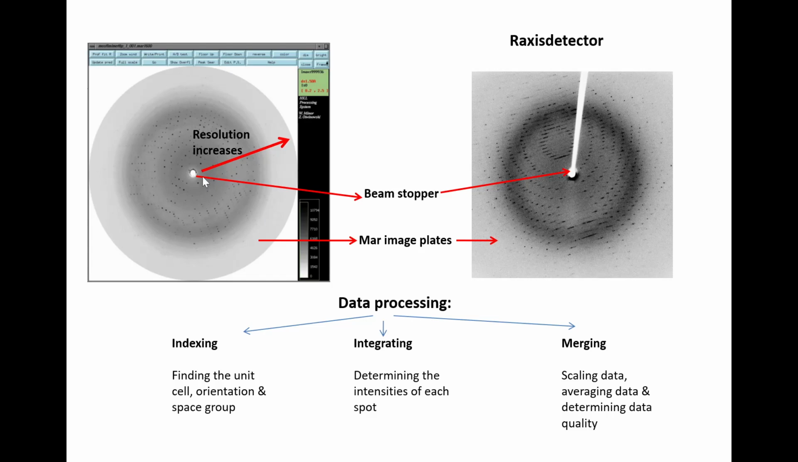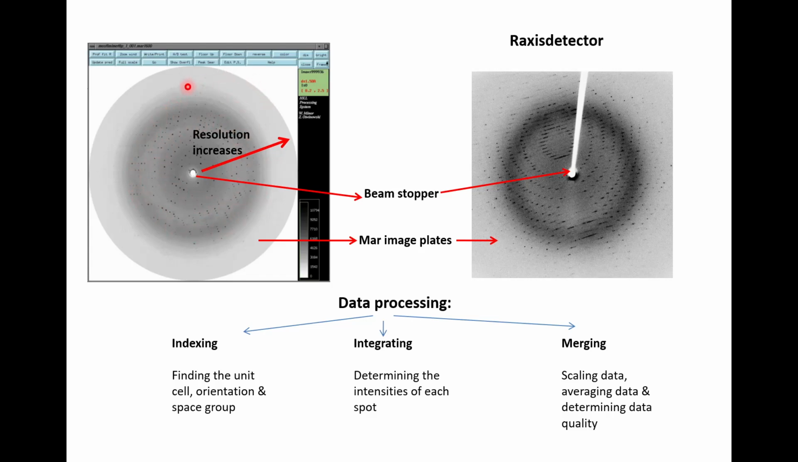In this MAR plate, the more you go away from this center, let me take the laser. If you go away from the center to the periphery of this plate, the resolution increases. It means the electron densities that you will find here, the resolution of those atoms in the final image will be much higher as compared to what you find here.